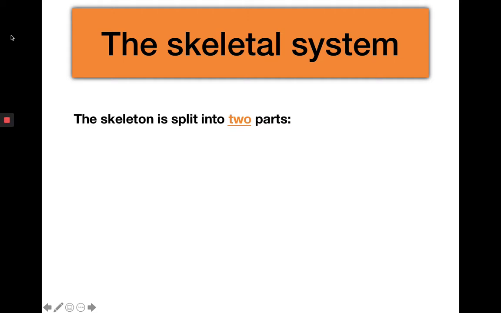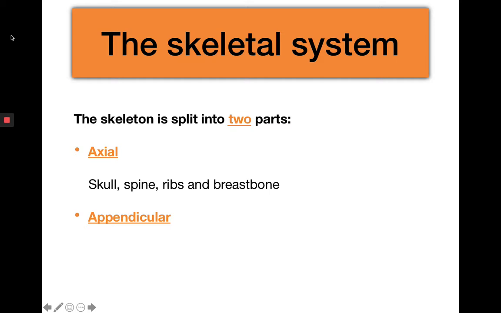Now, before we name the individual bones, it's important to know that we have 2 parts of a skeleton. So we have everything down the center called the axial skeleton. And this will include things like the skull, our ribs, our spine, our breastbone. And then we have the appendicular skeleton, and this is our appendages, so our limbs and the girdles that hold the limbs in place.